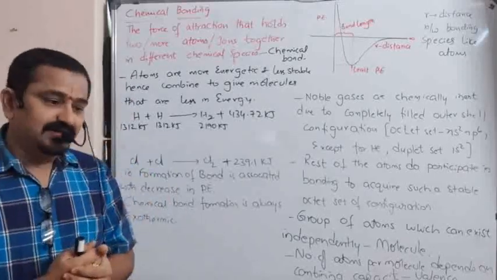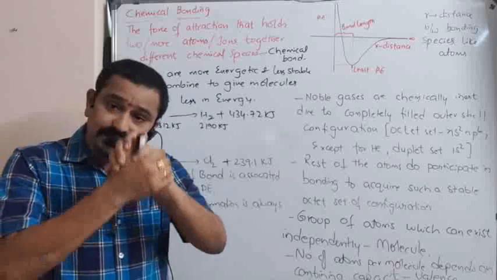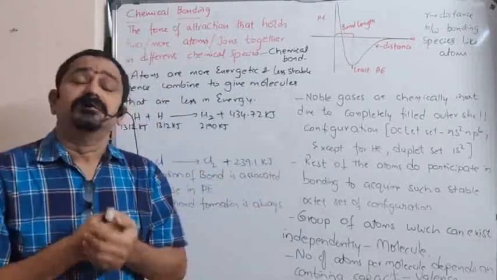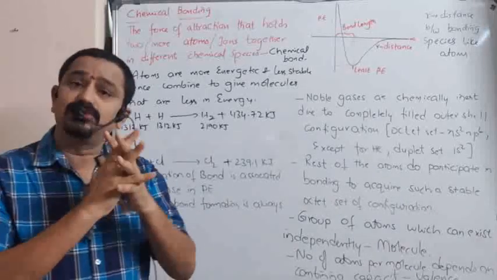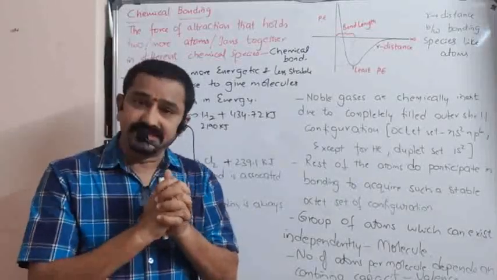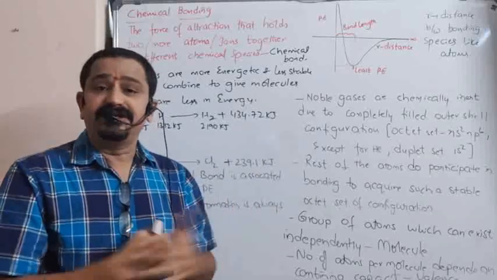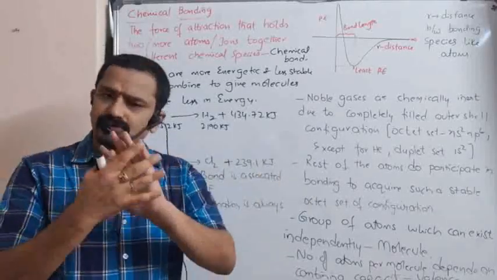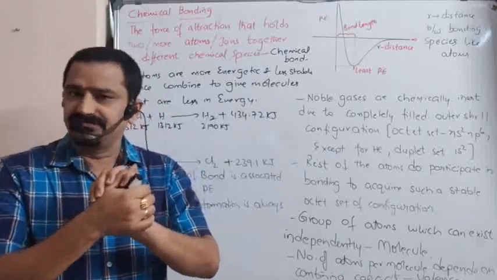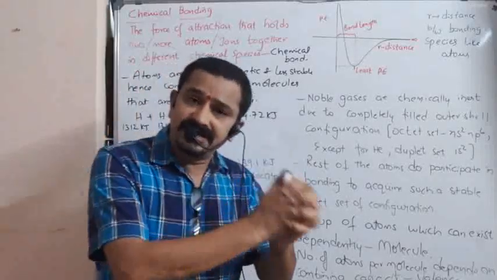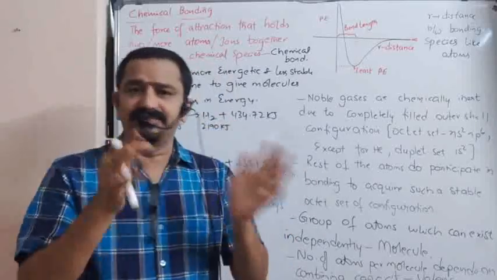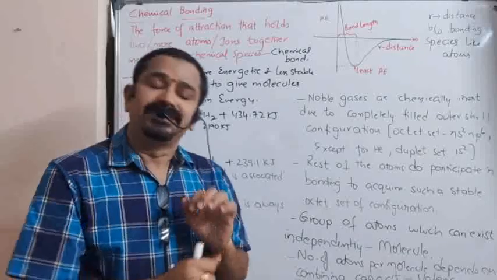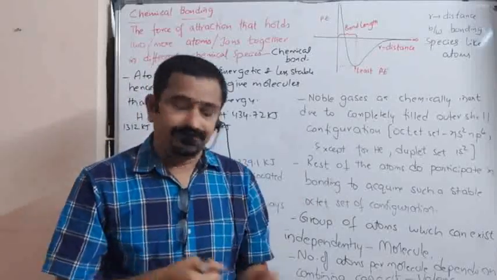It is nothing but the force of attraction that holds two or more atoms or ions together in different chemical species. Two atoms may be held by one amount of force of attraction, even two ions may be held by some force of attraction. Whatever the chemical species, the attractive force that holds them together is said to be a chemical bond.